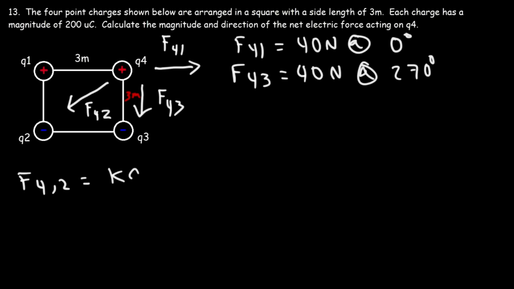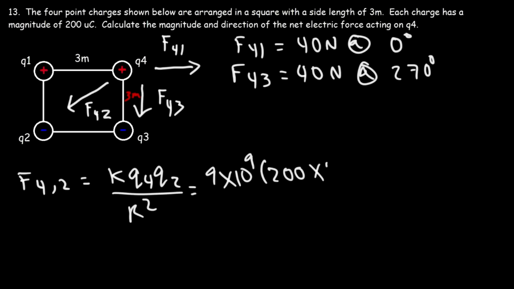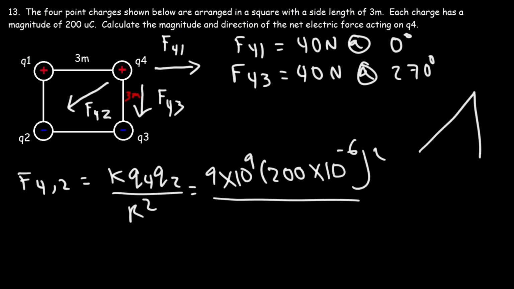This is going to be K Q4 Q2 divided by R squared. So most of this is going to be the same except the distance. The distance between Q4 and Q2 is not 3 meters. What we need to do is draw a right triangle. This is 3, this is 3. What do you think the hypotenuse is? If the legs are the same, the hypotenuse is going to be the length of the leg times the square root of 2. And if you want to confirm that, here's what you can do.